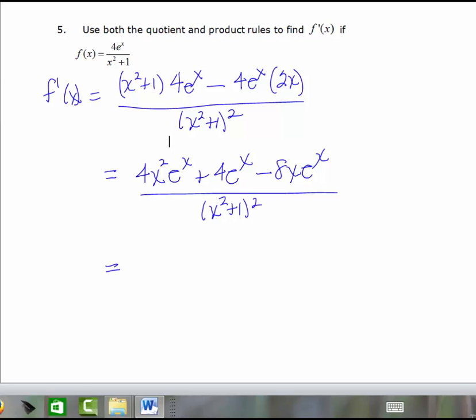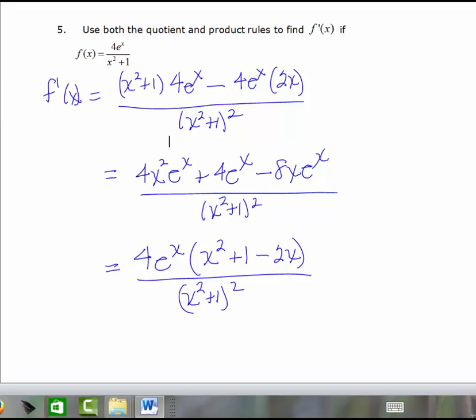Combining like terms, there are none to combine, but when you're dealing with e to the x's, it's a good idea to try and factor out the numerator if you can. I know there's a factor of 4 in every term, and there's also an e to the x. So I'm going to take out a 4e to the x, which leaves me with x squared plus 1 minus 2x, all over x squared plus 1 squared.